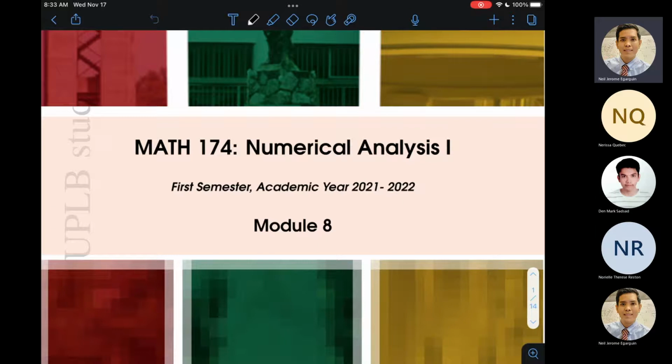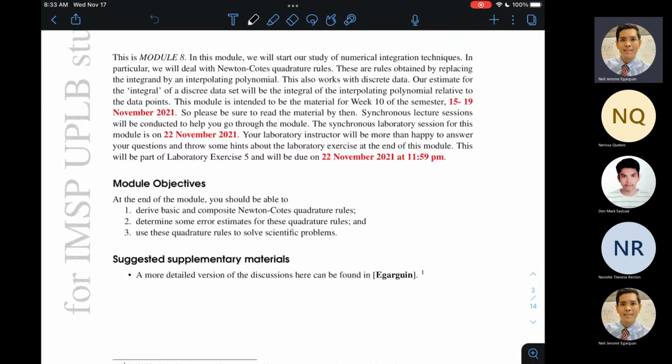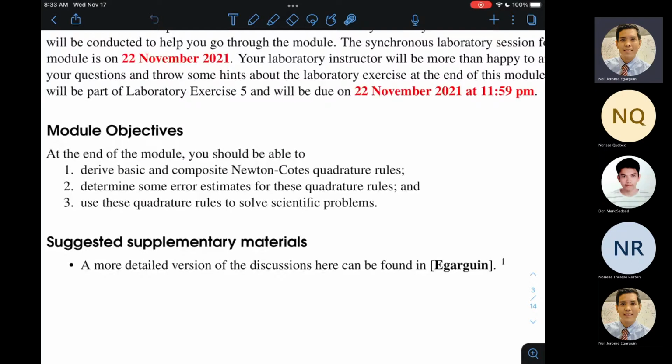We will look at one class of numerical integration formulas that are derived using the concepts from interpolation, okay? So for this module, we have three objectives. First, as always, derive the formulas that can be used for numerical integration. In particular, we will look at the basic Newton-Cotes quadrature rules today, and then on Friday, we're going to look at composite Newton-Cotes quadrature rules. Along the way, we'll look at some error bounds for these Newton-Cotes quadrature rules. And third, in your lab exercise, you will be using these quadrature rules to solve scientific problems.